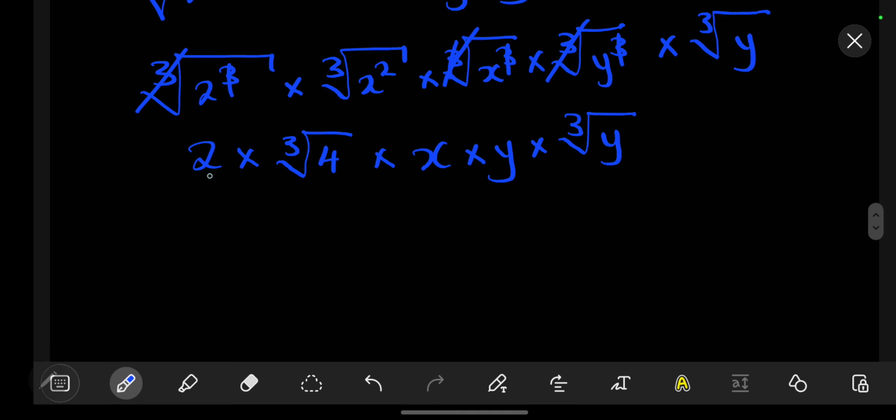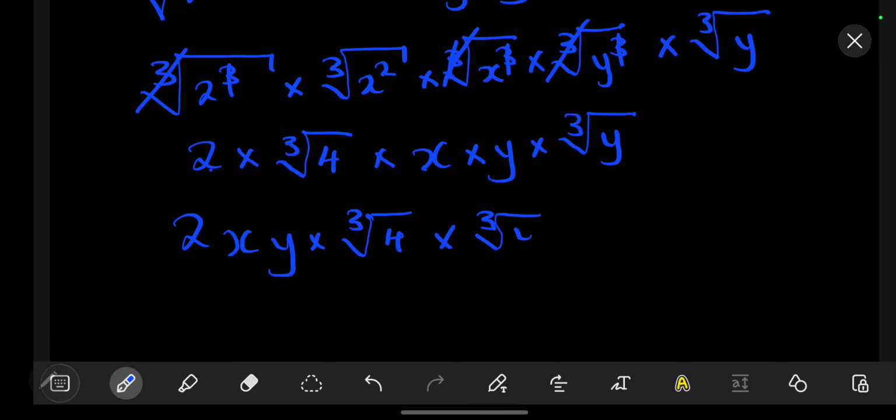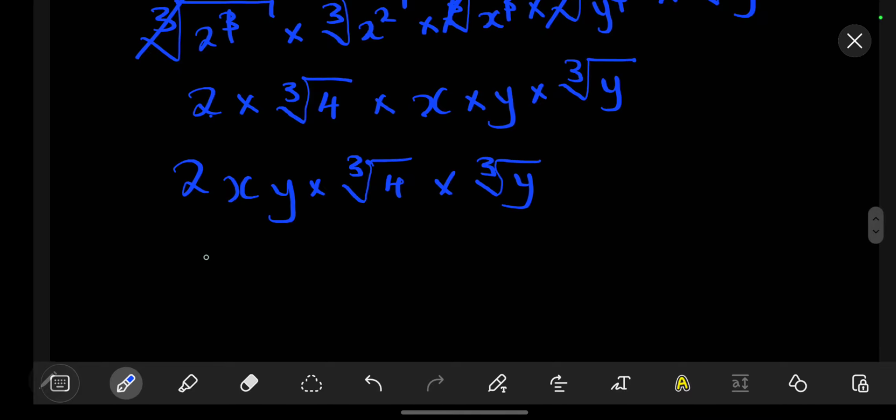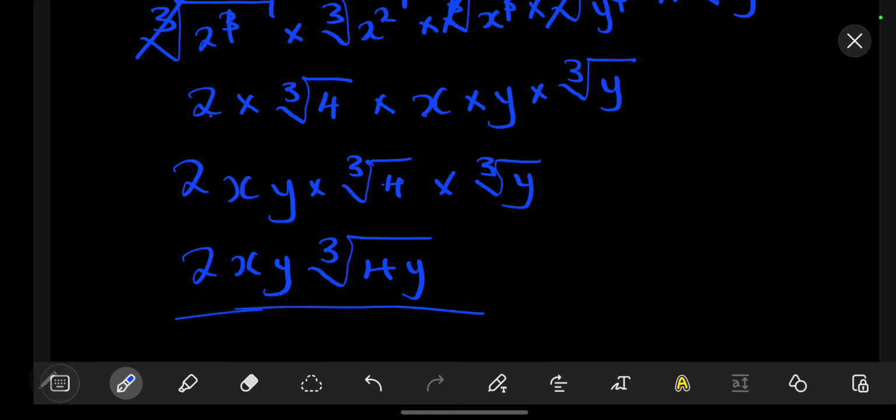So what is outside can multiply. We have 2 times x times y, which will give us 2xy. Then we have times the cube root of 4. We also have times the cube root of y. So what is inside can multiply. We have 2xy, then 4 times y. As long as they are both inside and they have the same roots, they can multiply. So it will be 2xy times the cube root of 4y, like that. So this is the expected answer.